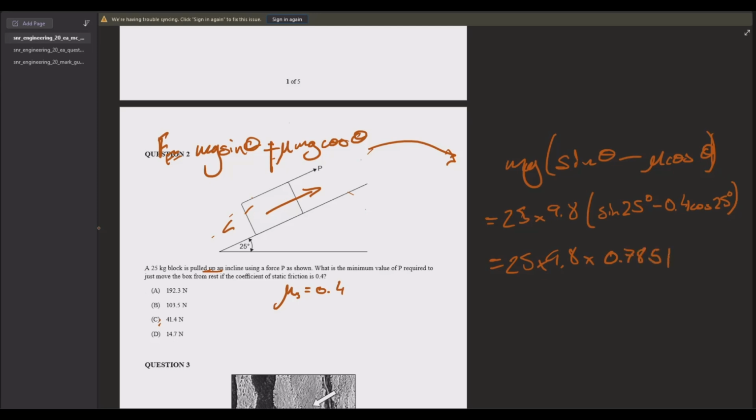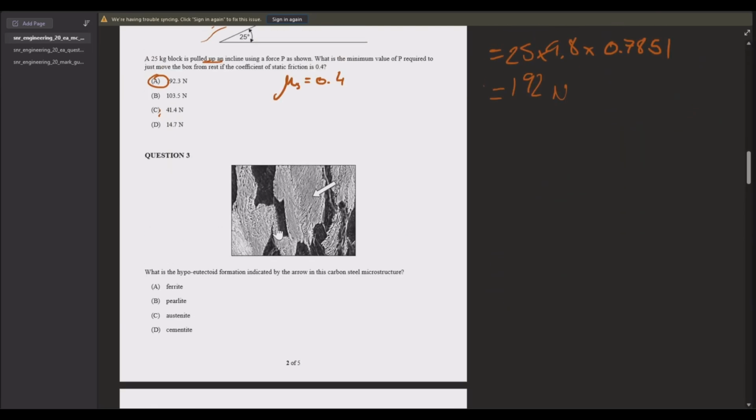0.7851. When you're dealing with trig and you want to write down the numbers and then go to another stage, I would highly recommend just writing 4 digits, because again, rounding can really catch you off guard with these questions sometimes. It's going to give you 192 newtons, which we can see over here. The answer is A.